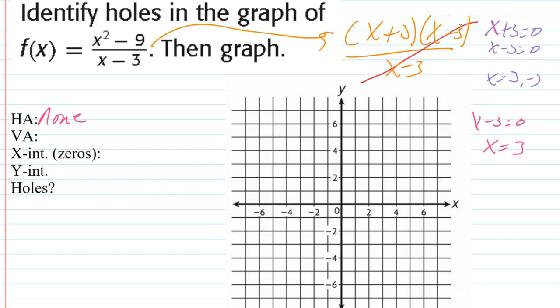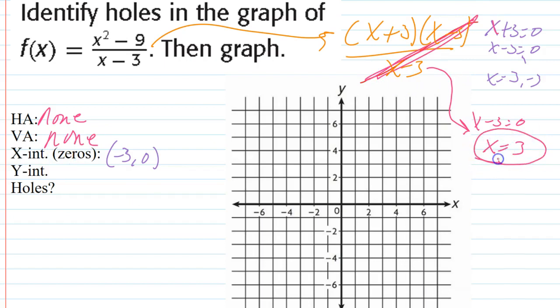So since the x minus 3 is canceled out, the only x-intercept that I'm going to have is at x is equal to -3. Our vertical asymptotes, since everything on the bottom canceled out, I have no vertical asymptotes. The reason why I still solved for the denominator is to figure out where the hole is. There's no vertical asymptote because it crossed out, but I need to figure out where the hole is. Now the hole is going to be at x is equal to 3.